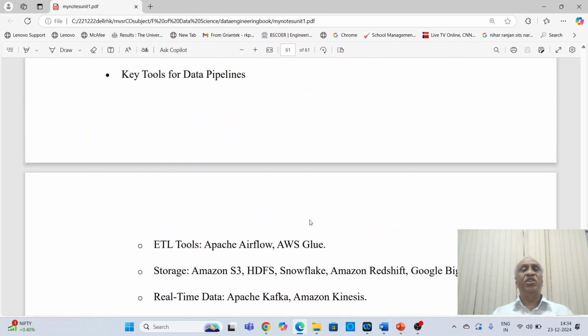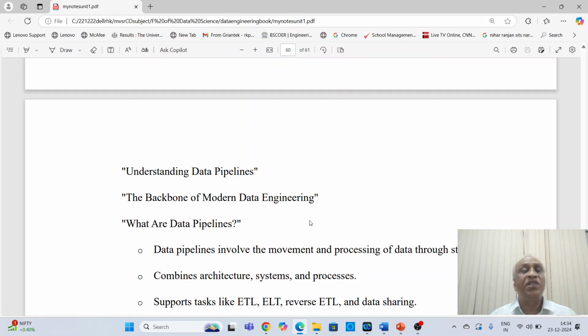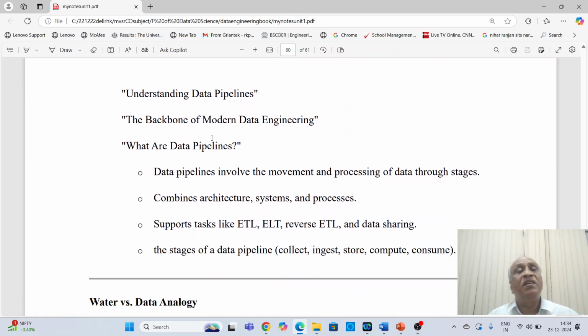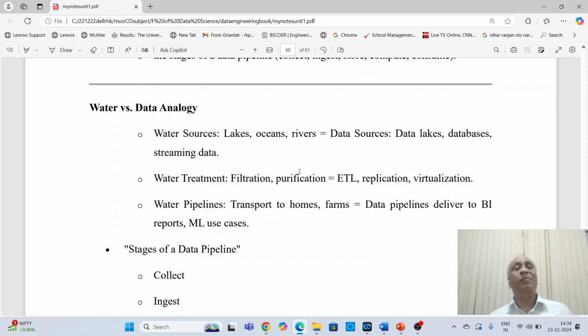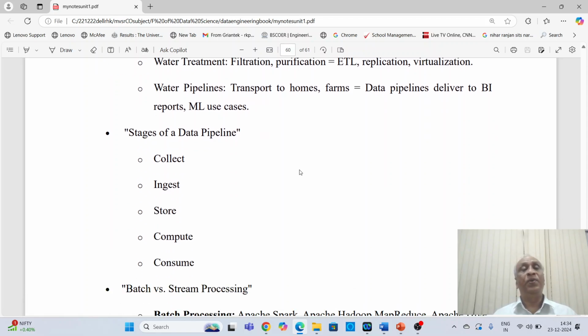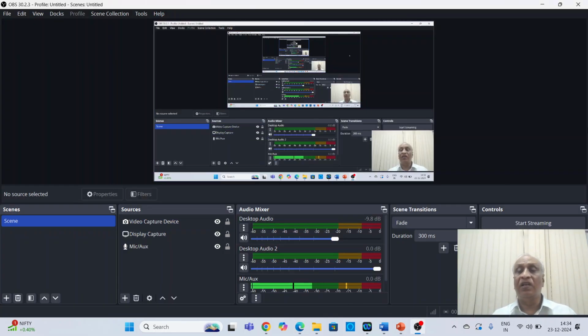So this was a brief description of data pipelines, wherein we tried to highlight how a data pipeline is different from ingestion. Rather, ingestion is one of the stages of a data pipeline, and through the water versus data analogy we made a comparison so that it becomes easier to understand what a data pipeline exactly is. We also mentioned different tools like Spark, Flink, Storm, Hadoop and Hive. So this was a short video regarding data pipelines.